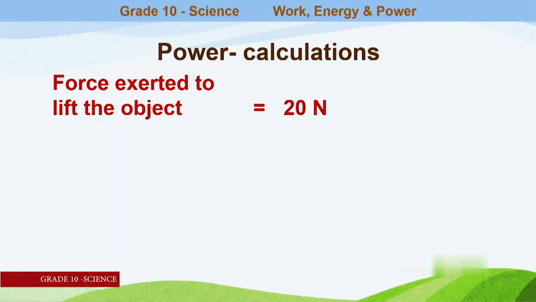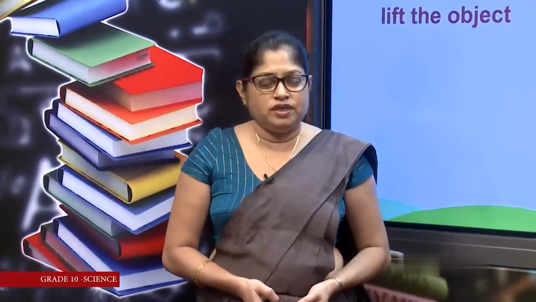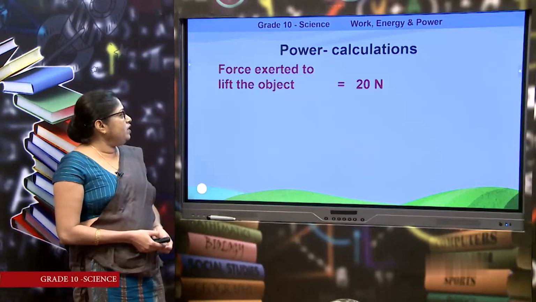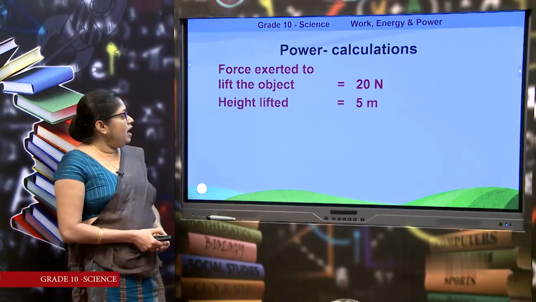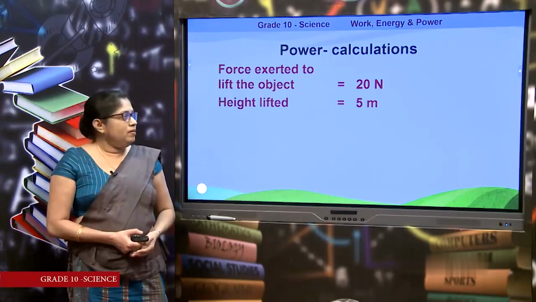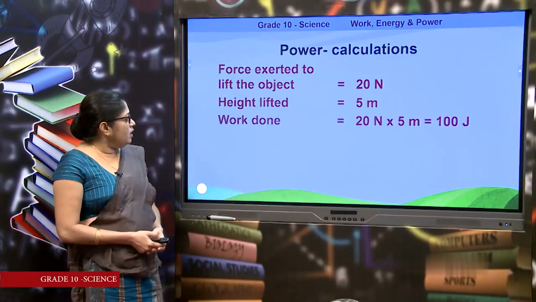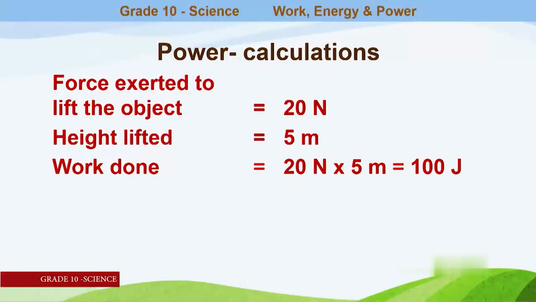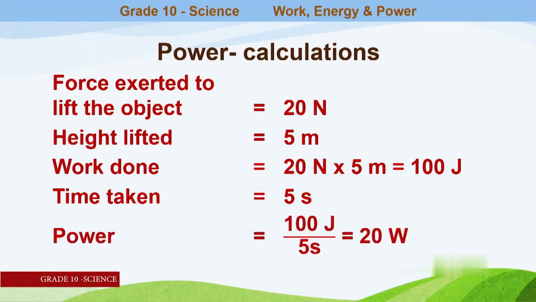As I told you in my previous lesson, you should apply a force equal to its weight if you want to lift an object vertically upwards. So first, the force exerted to lift the object is 20 Newton and the height lifted is given in the sum as 5 meters. So that you can calculate the work done, 20 into 5, so 100 joule. Time taken is also given in the sum as 5 seconds, so you can calculate the power by dividing 100 joule by 5 seconds, so that you will get 20 watts for the power.